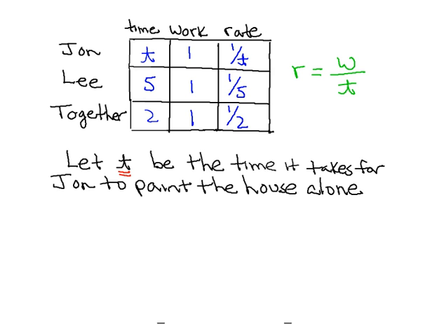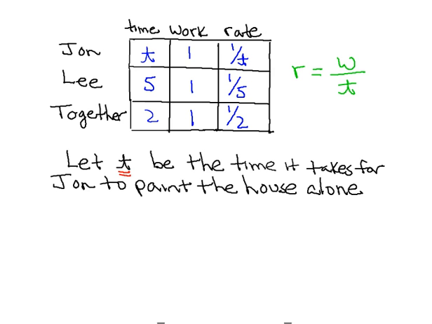Now let's be sure we understand exactly what these rates mean. In Lee's case, for example, the 1/5 means that he can do 1/5 of the job, or paint 1/5 of the house in 1 hour. So again, rate represents the amount of the job that can be done per unit of time.